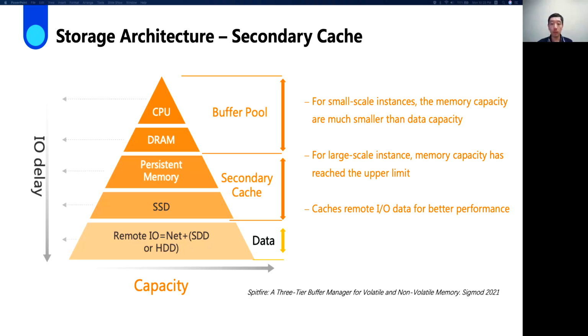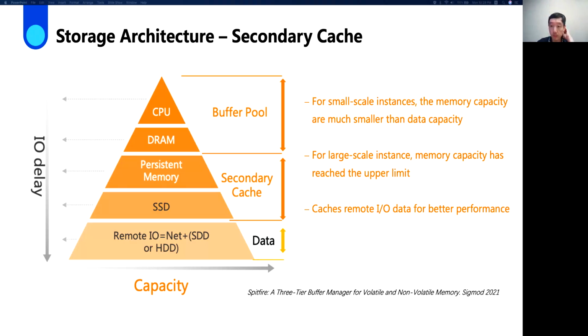A small amount of memory is required to maintain the metadata of the secondary cache. For example, the hash table to keep the page ID mapping, and the free list to maintain the free space in the secondary cache. This metadata is pretty lightweight in memory, only occupying about 1/256 of the data size in the secondary cache.